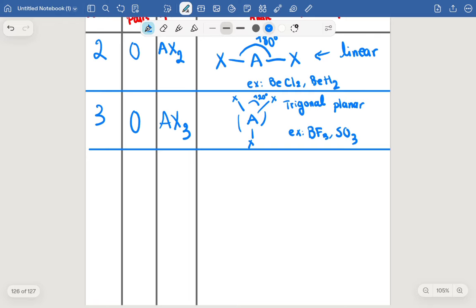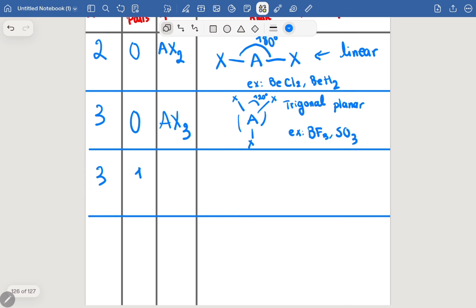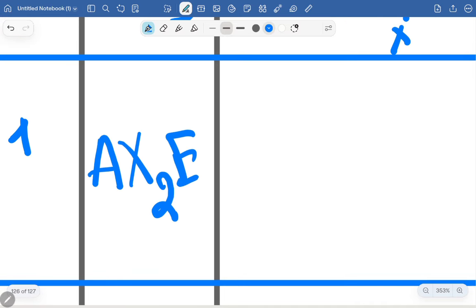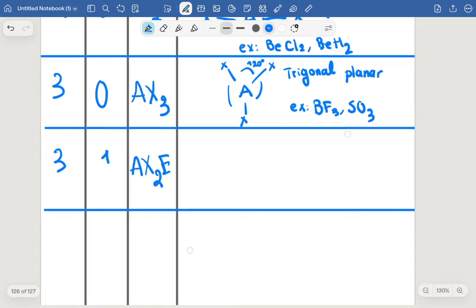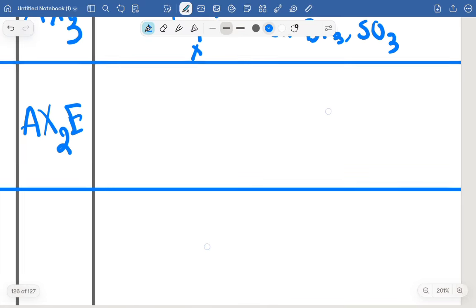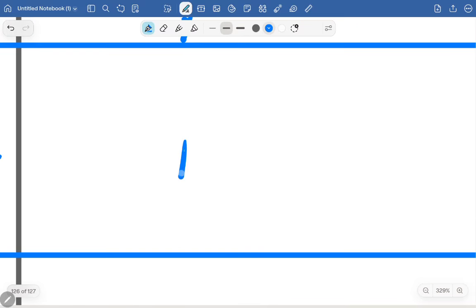Now let's say we will have 3 domains but 1 lone pair. If that's the case, then we would have the species to be AX2E. But now you may be thinking, oh, but that's only 2 domains. No, we have 3 domains because domains include bonded pairs and lone pairs, okay? So in this scenario, look what it's gonna look like. We're gonna have, again, our central atom A, but this time it has 2 bonded pairs and 1 lone pair.